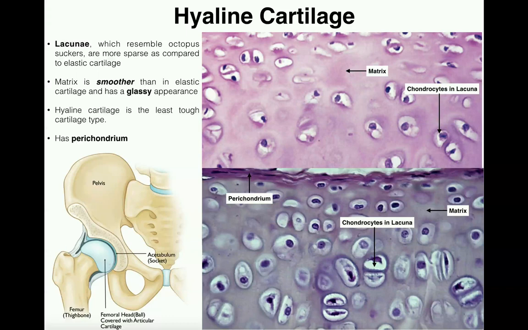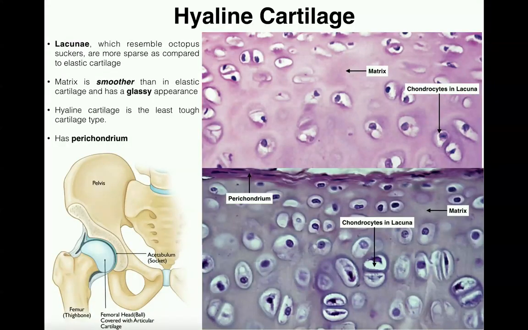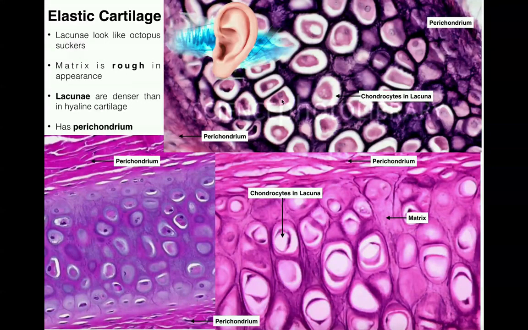Okay? Now, elastic cartilage. Elastic cartilage is tougher than hyaline cartilage. It still has these lacunae, which contain chondrocytes. So the chondrocytes are the darker regions, and the lighter region is really just the space called the lacunae. But notice that these chondrocytes and lacunae are closer together than they were in hyaline cartilage. Generally speaking, these lacunae are packed closer together.